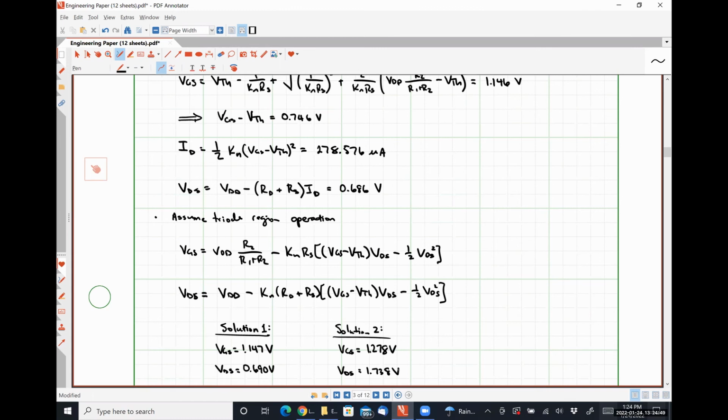Now that we know which one to use, we would plug these values into our relationship for ID, Kn times (VGS minus VTH) times VDS minus 1/2 VDS squared. And we would find that we get a current of 277.408 microamperes.